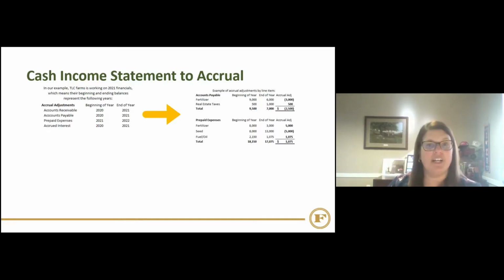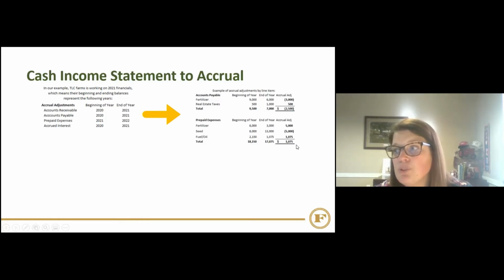So here you have fertilizer. Let's say there's a farmer up the road that you get manure from that spreads it on your fields. Beginning of the year, you paid $8,000, or that's your balance. And at the end of the 2021 year, you have $3,000. So you take 8,000 in this case, minus the 3,000, and that gets you 5,000. You can also prepay on fuel and oil. So the beginning of the year is 2,150 minus 1,075, and that gets you an accrual adjustment of 1,075. Overall, you have an accrual adjustment of $1,075.